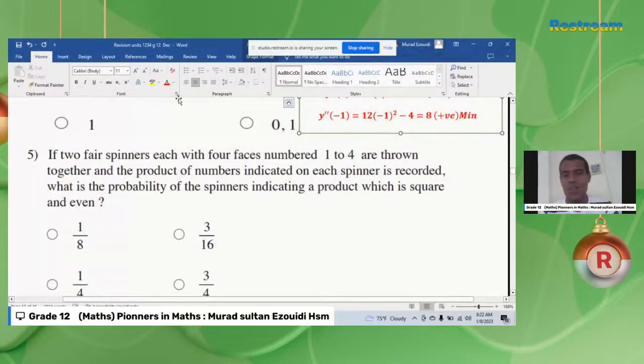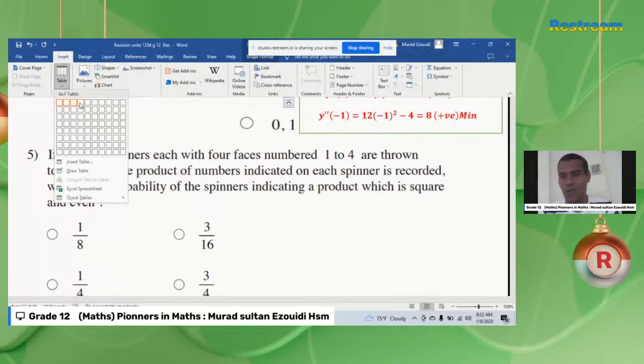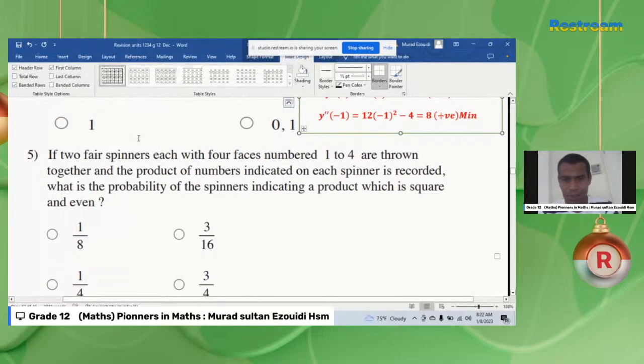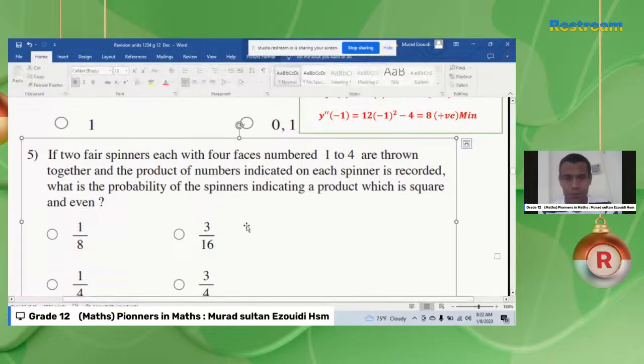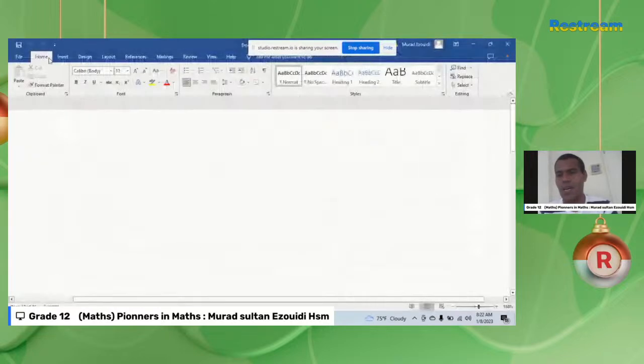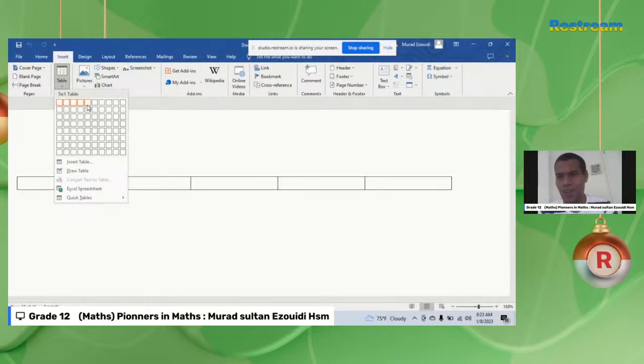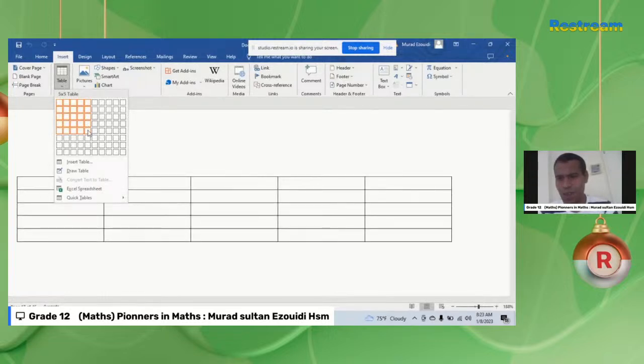To answer this question, learners, I will open a new document, and here I'm going to insert a table with 5 columns and 5 rows.